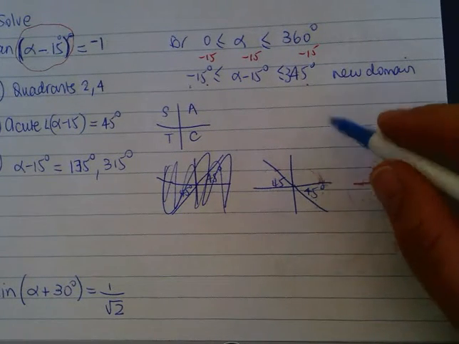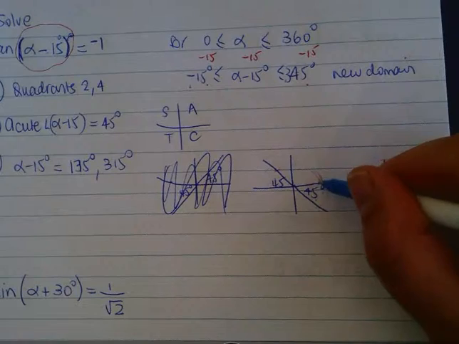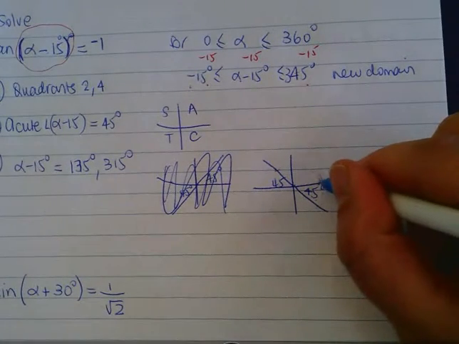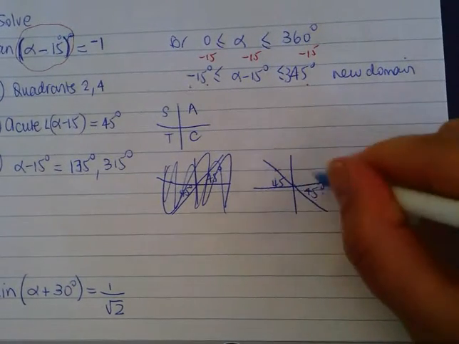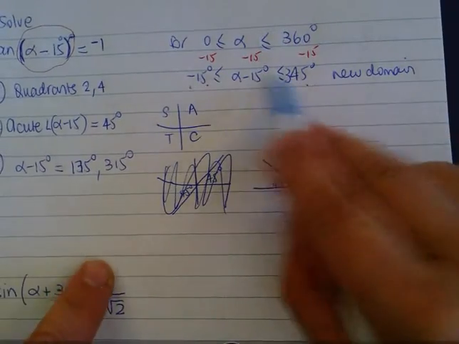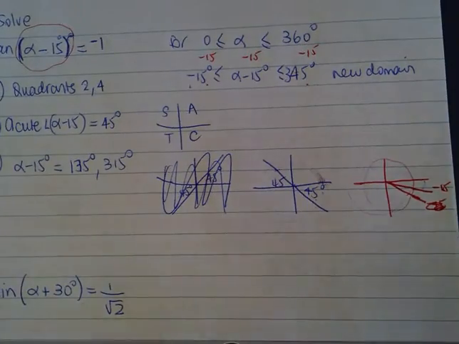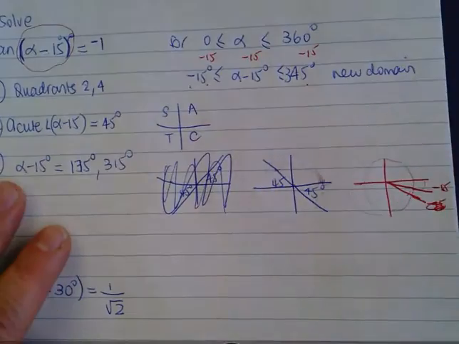All right, I'm going to choose some better ones. So I just do it like normal. You've got 135 and 315. Yep, they fit in there. So there's actually no difference to my answer. But that's what alpha minus 15 is.